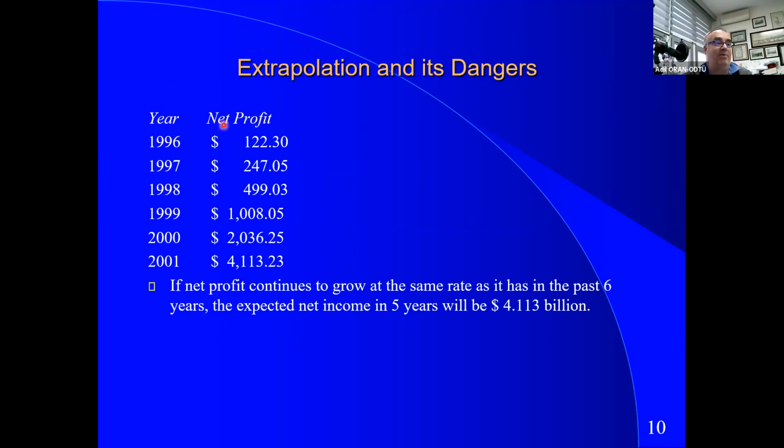So if we were to take that out a few more years, continue the rate up to 2001, look at this, the net profit becomes this big. So basically more than 4 billion. But the entire industry might be making that much. So it's not a very realistic assumption to continue these things out like a straight line.